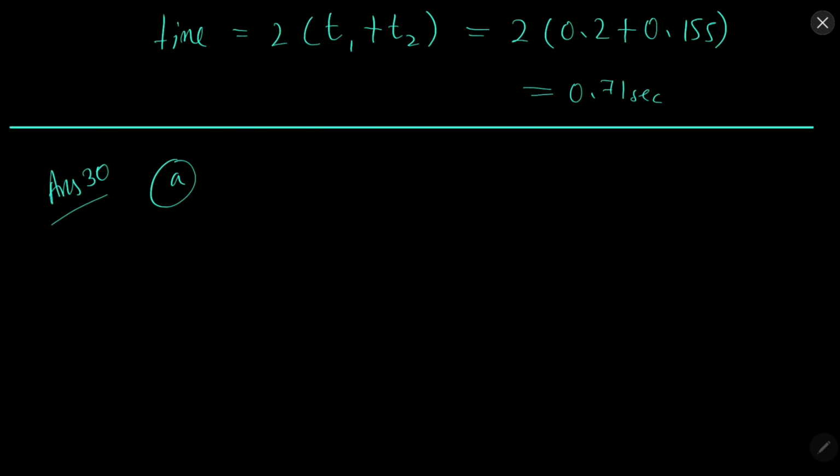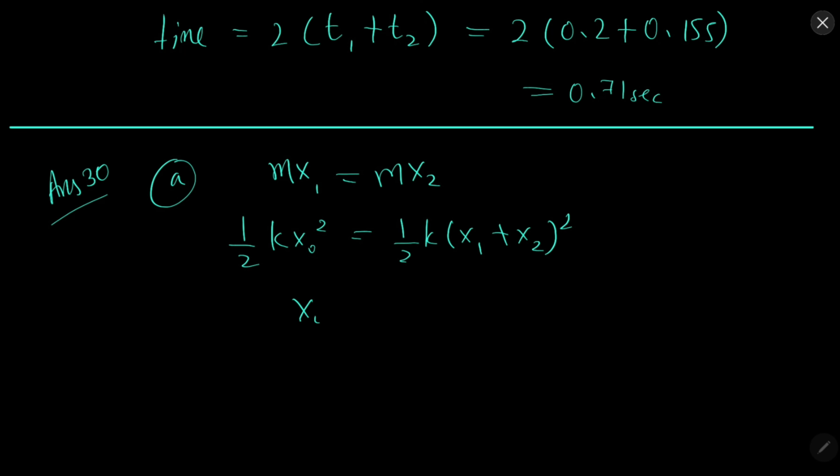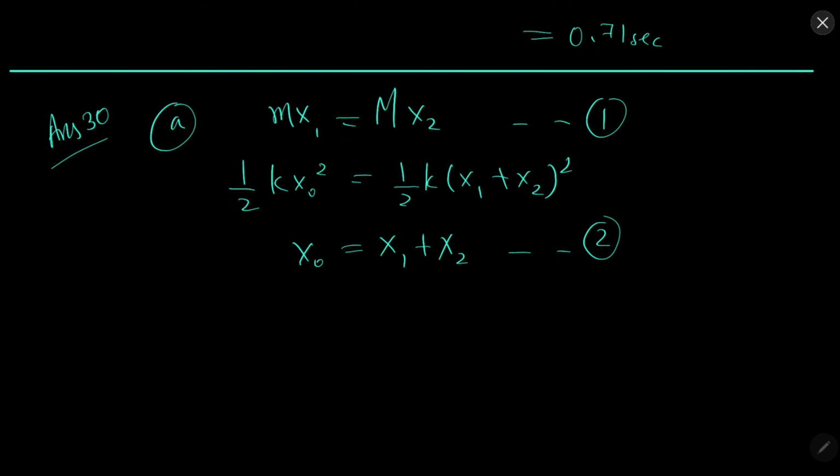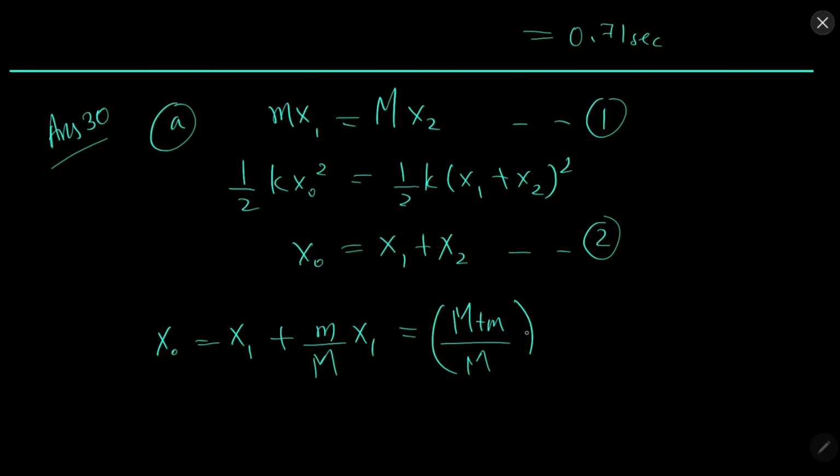Solution 30. A part, by conservation of momentum, we will have this, and by energy, half k naught x square, half k x1 plus x2 whole square, x naught will be x1 plus x2. Let this be equation 2, let this be equation 1. This is capital M. So x naught equals x1 plus m over M into x1, that is, 1 plus m over M into x1.